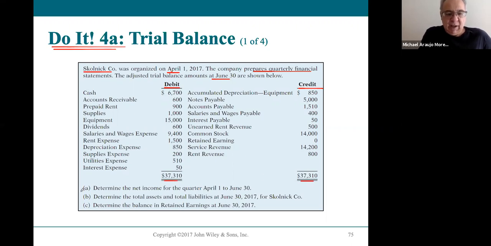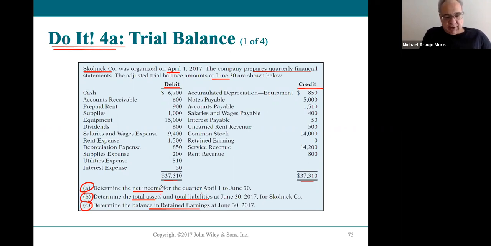Then they want you, A, to basically determine the net income, which means we need to do an income statement. We'll do that first. B is they want you just to give total assets and total liabilities. And again, that's where I disagree. I'd rather you do the whole balance sheet, but this just wants total assets and total liabilities, so we can do that. And the last thing this question wants is what's the retained earnings balance at the end of June? Okay. So that's good.